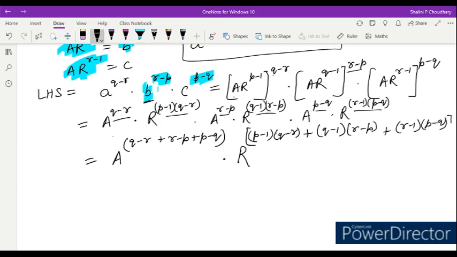Okay, now we'll solve this one. See what value we are getting. So what will the power of A be? See, q minus q cancels, minus r plus r cancels, minus p plus p cancels. So A to the power 0. Anything to the power 0 means 1. The value will be 1.